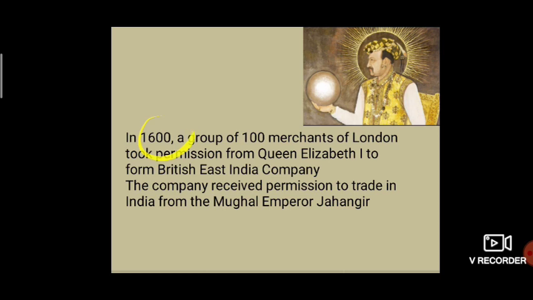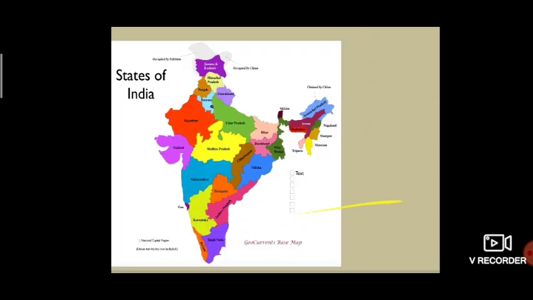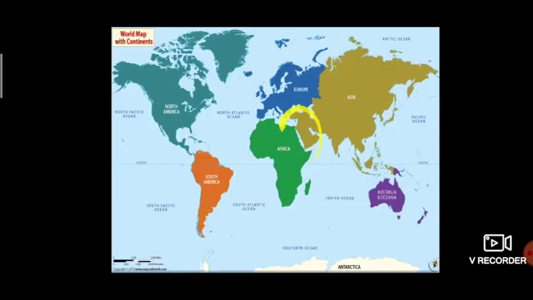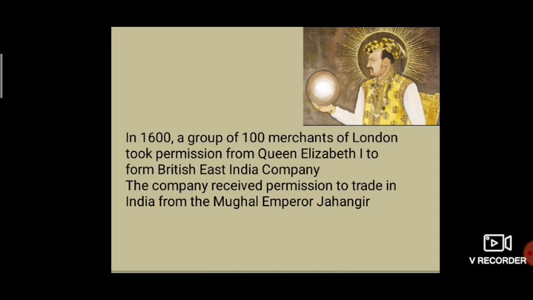In 1600, a group of 100 merchants of London took permission from Queen Elizabeth to form the British East India Company. Now why form the British East India Company? Earlier, as I told you, only the Arabs were controlling the trade. They were taking things from India and selling them to Europe. Once the sea route was discovered, the 100 merchants of London took permission from their Queen Elizabeth to form a company in India. Why? To gain more profit.